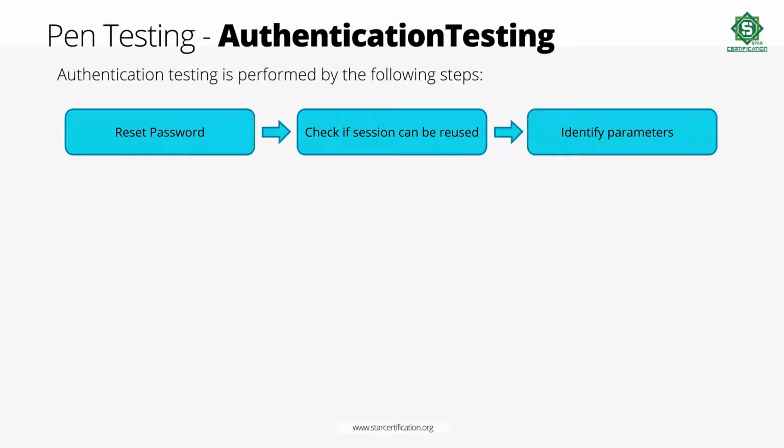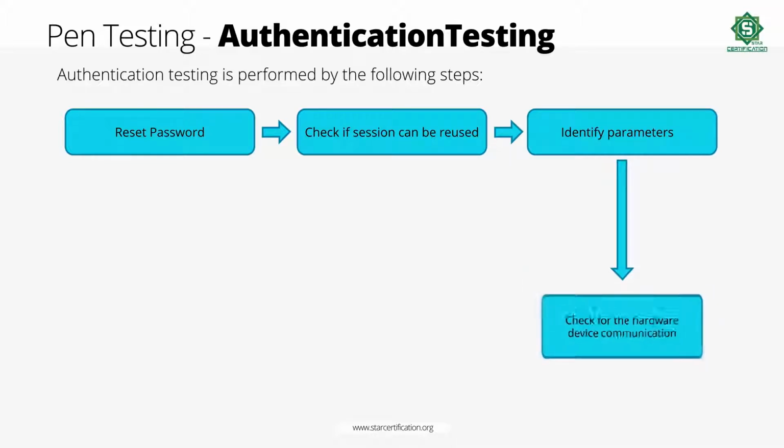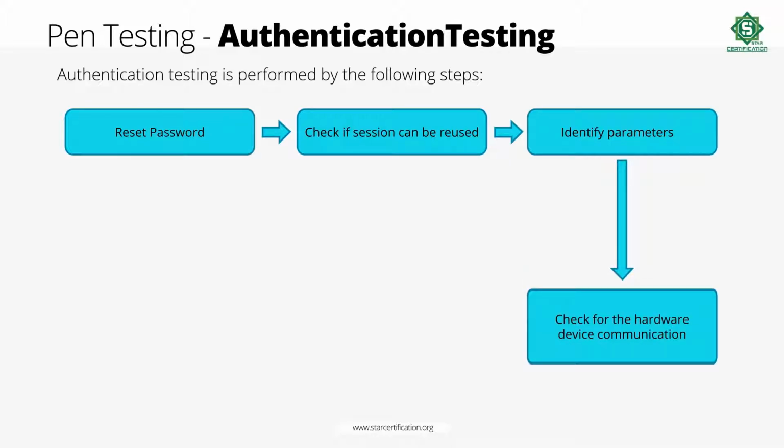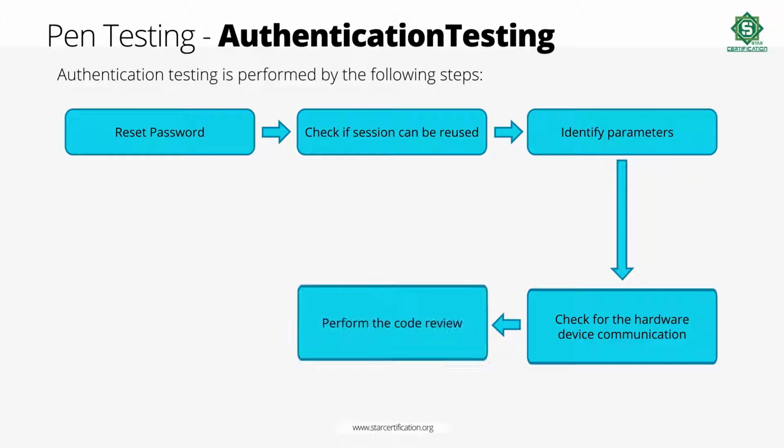Identify all the parameters that are sent, in addition to the decoded CAPTCHA value, from the client to the server, and try to send an old decoded CAPTCHA value with an old CAPTCHA ID of an old session ID. Check if the user has a hardware device account other than the password. Check that the hardware device communicates directly and independently with the authentication infrastructure using an additional communication channel. At last, perform the code review.